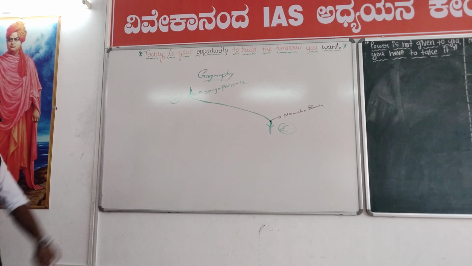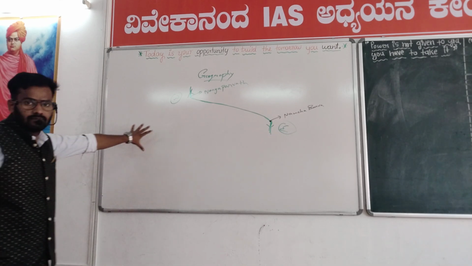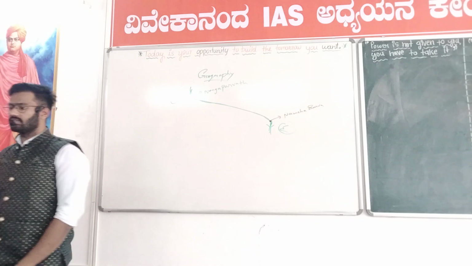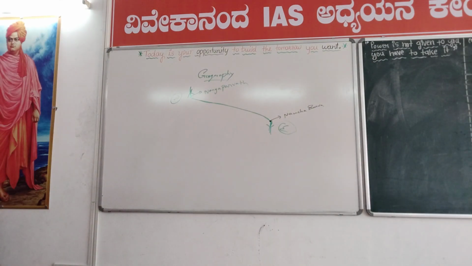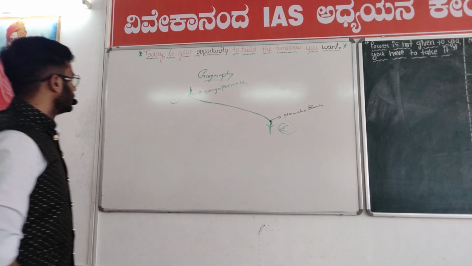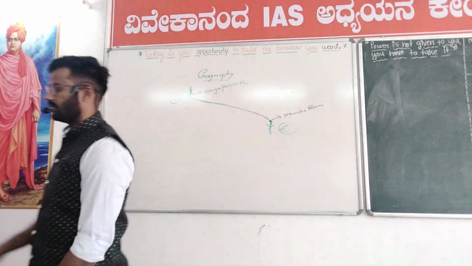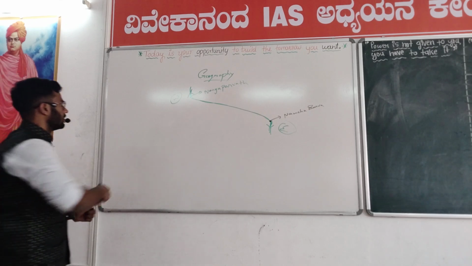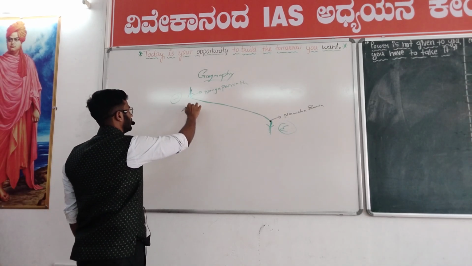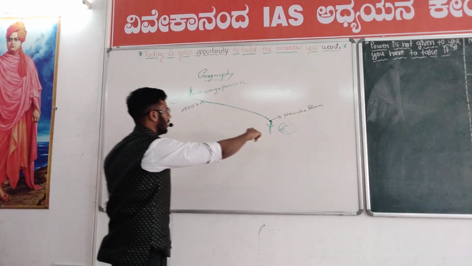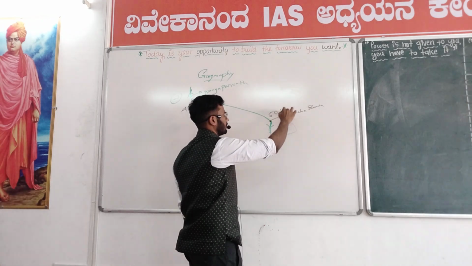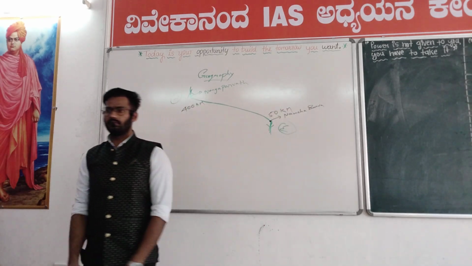Himalaya is wider in the western side and narrower in the eastern side. The western side is around 400 kilometers in width. Here, in the east, around 50 kilometers width.